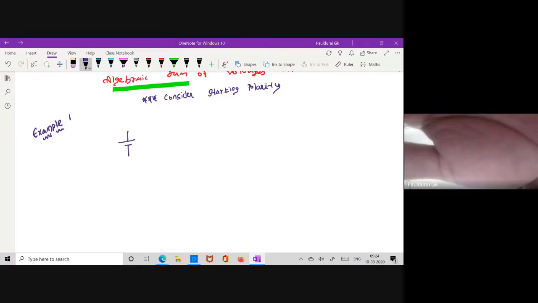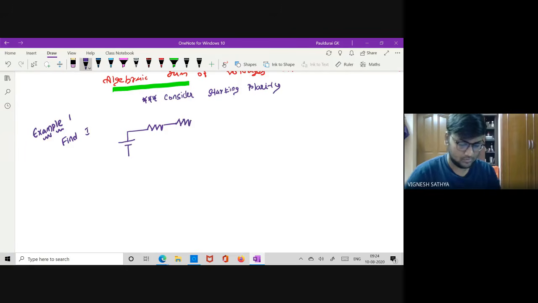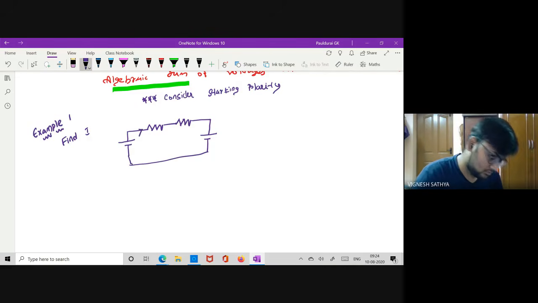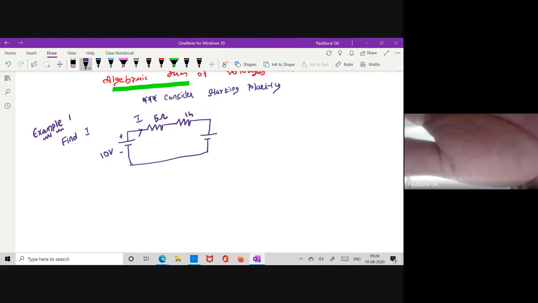Yes, sir. Now take this example. Find I. The question is find I. This is 5 ohm, this is 15 ohm. This is again 20 volt, plus 2 minutes. Find I. Take 2 minutes.